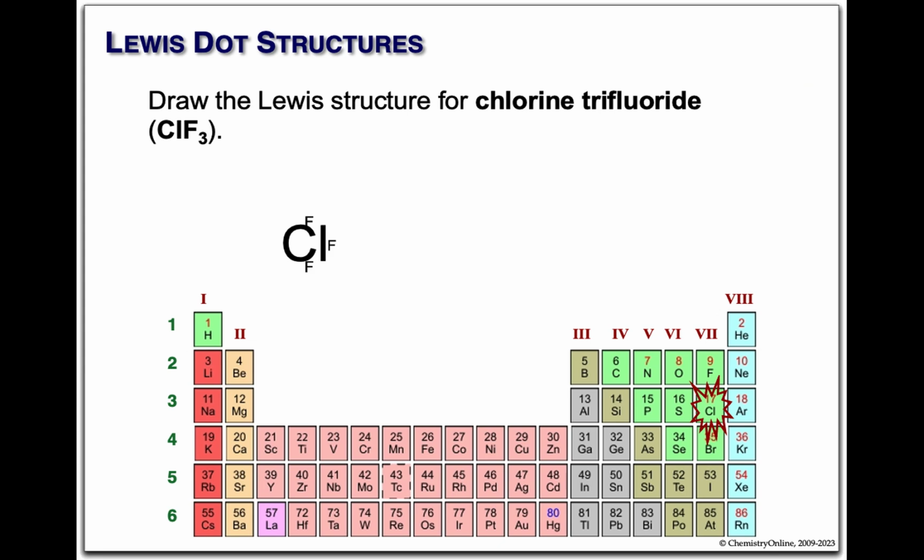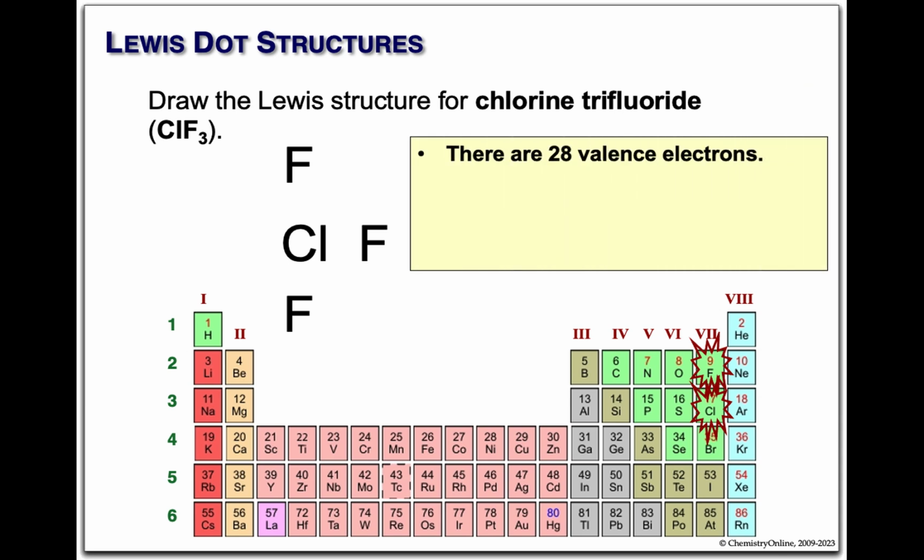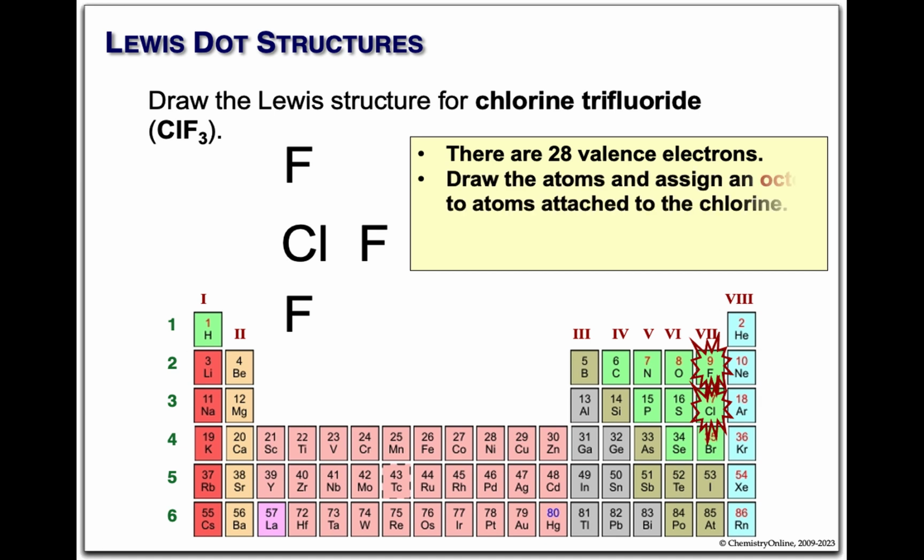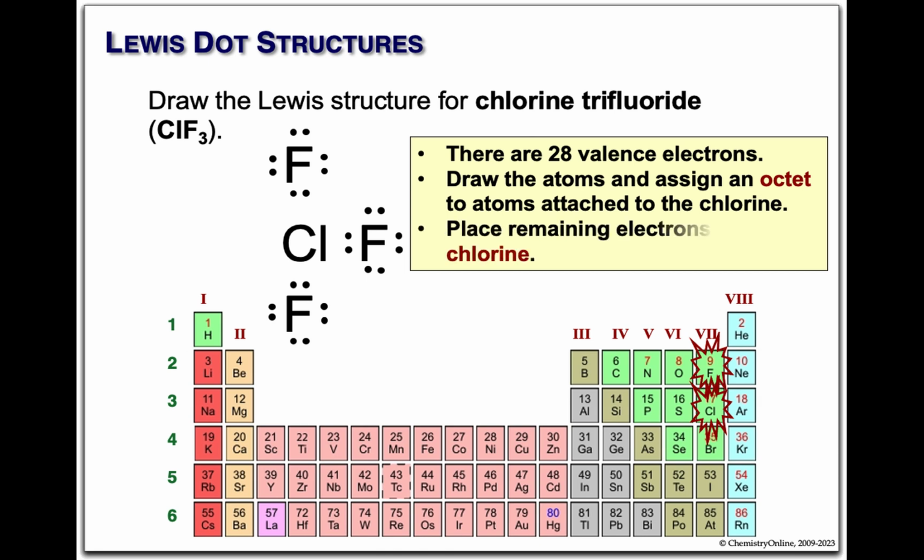There's our chlorine, there's our 3 fluorines, and let's put in all the electrons. There are 28 total valence electrons, right? We have 7 times 3, 21, plus 7, 28 total valence electrons. First thing in the rules, we put an octet around each of the fluorines. So we're like that. Now, how many electrons have we used? 8, 16, 24, right? That means we have 4 excess electrons. Those go on the chlorine, like that.